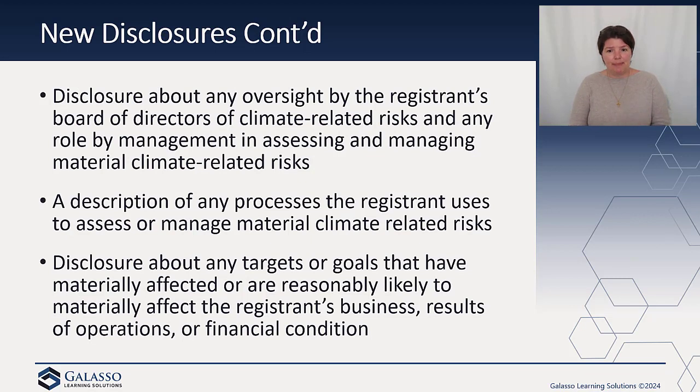As we mentioned, governance is a big element of this. So disclosures about any oversight by the registrant's board of directors of any climate-related risk and any role by management in assessing and managing those risks. A description of any process that the registrant is using to assess or manage the material climate-related risks, and then disclosures about targets or goals that have materially affected or are reasonably likely to materially affect the registrant's business, results of operations, or financial conditions. So for example, if you say, we're going to be carbon neutral by XYZ date, well, how does that affect your business?